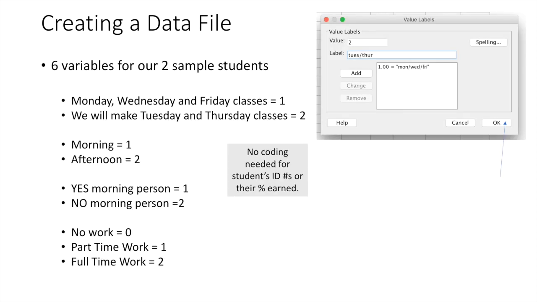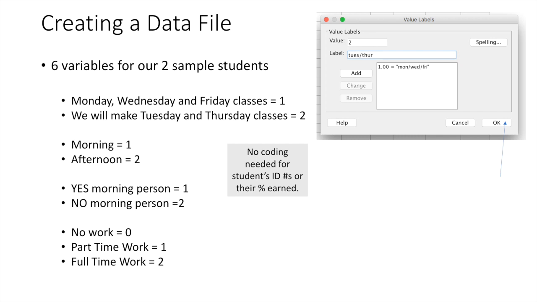Okay, so we're going to type in 1 for the value, and the label is going to be Monday, Wednesday, Friday class. Then we type in 2 for the value, and our label is going to be Tuesday, Thursday. We're going to do that for each one of the variables. If you're a morning person, we give that a value of 1, and if you're an afternoon person, a value of 2. If you are a morning person, value of 1, and not a morning person, value of 2. If you don't work at all, you're just a full-time student, you get a value of 0. If you work part-time, you get a value of 1, and full-time, a value of 2.